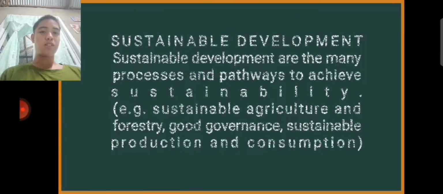Then we have sustainable production and consumption. Sustainable agriculture is interchangeable with sustainable production and consumption, since mostly in the Philippines, our consumed goods mainly depend on agriculture, which gives us foods like fish, rice, vegetables, fruits, and such.